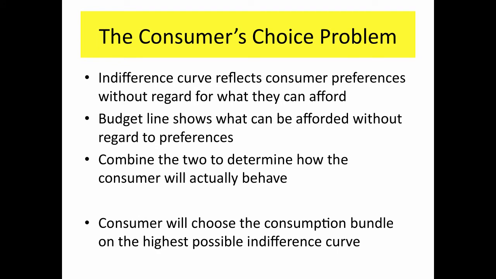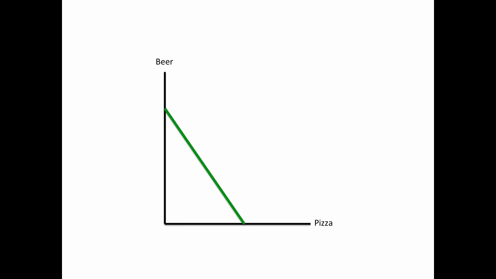What's important here is that the consumer will choose the consumption bundle that gives them the highest possible level of utility, that is, the highest possible indifference curve. To illustrate this, let's go back to our pizza and beer example. What I've drawn is an indifference curve space with quantity of pizza consumed on the x-axis and quantity of beer consumed on the y-axis, and the green line represents the budget constraint.